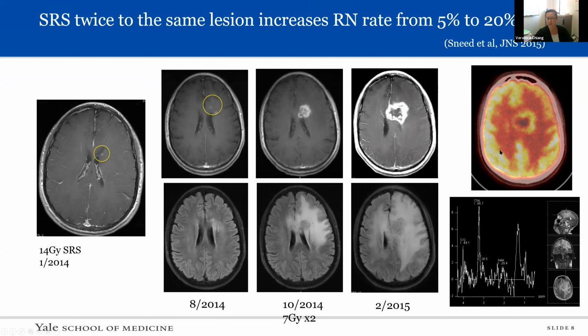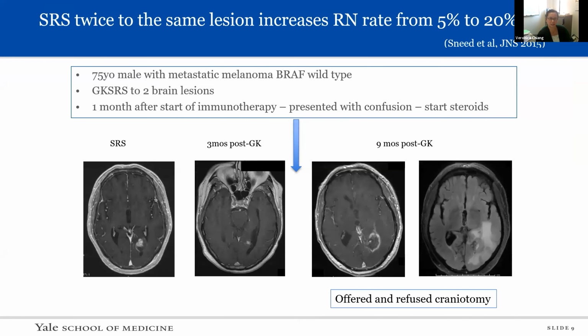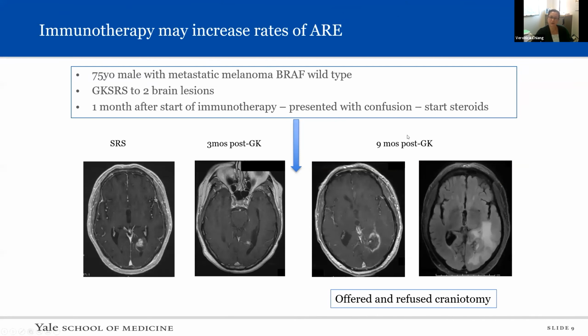And actually, interestingly, her PET and spectroscopy both suggested that this was tumor, but when we took this out, it was all radiation necrosis. So it would have been nice, back in October of 2014, to be able to offer her something minimally invasive. And then the last scenario that we're running into today is the use of immunotherapy.